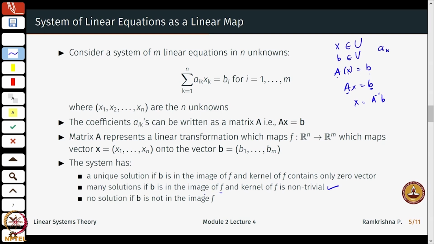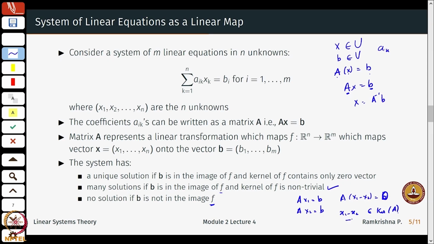Okay. When will it be a unique solution? The unique solution would be when the kernel of this map is the 0 vector, and there is no solution if b is not in the image of f. Again, I will not do proofs of this, but let us assume that there are two solutions. A x1 gives me b, A x2 also gives me b. A times x1 minus x2 will be the 0 vector. So, here I can say that x1 minus x2 is in the kernel of A.